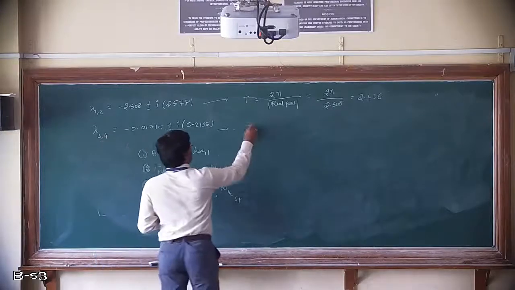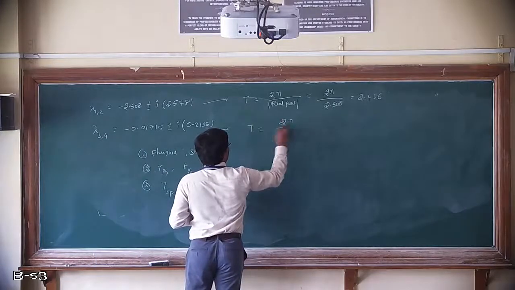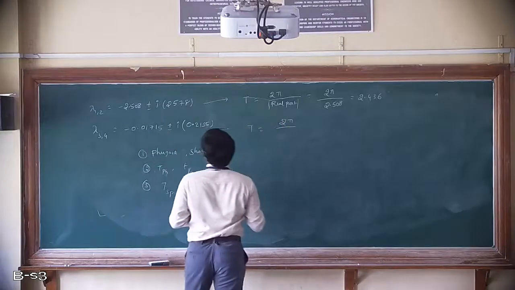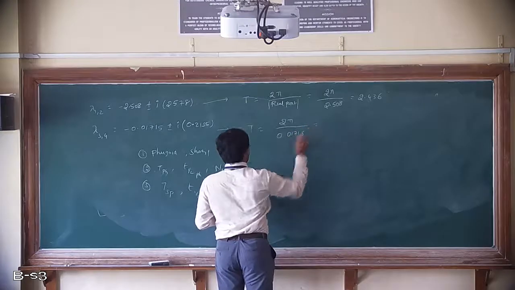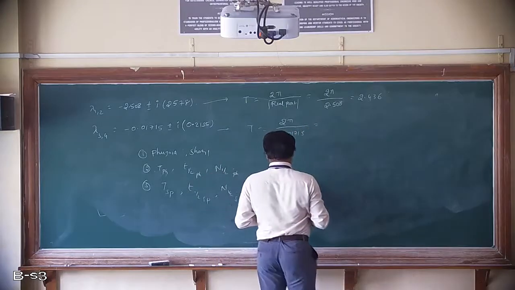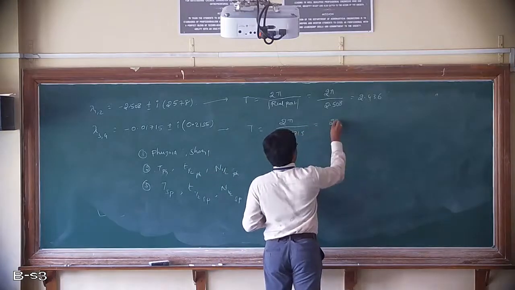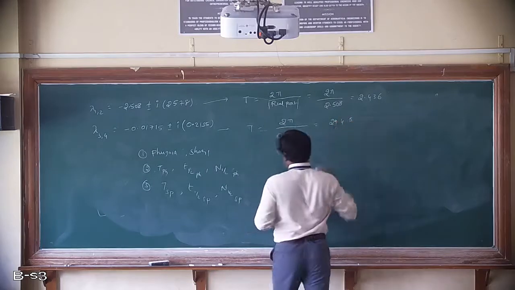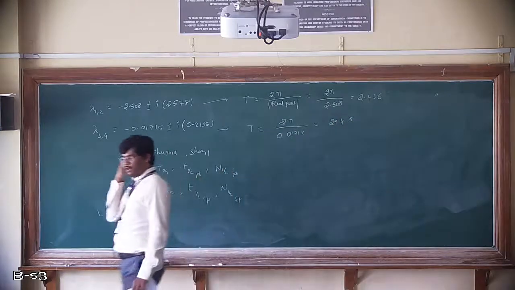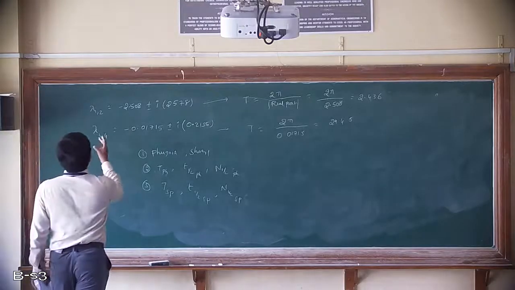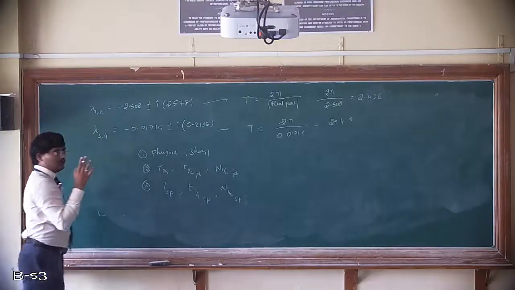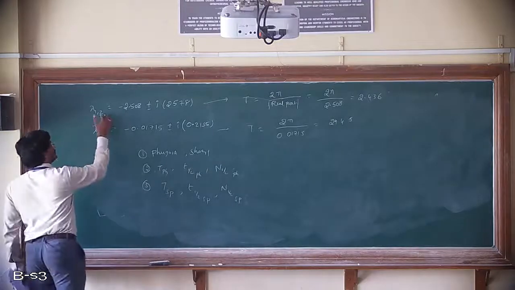I am giving the number directly: 2.436. If you do the same thing for this lambda 3 comma 4, these complex conjugate numbers also, the time period here is 2 pi by the real part, which is 0.01715. So the answer is 29.4 seconds.